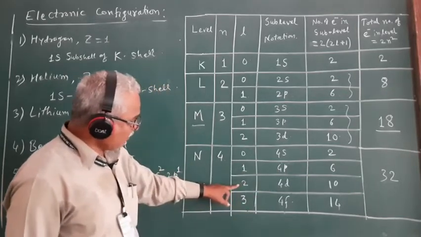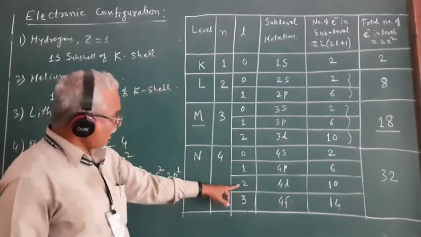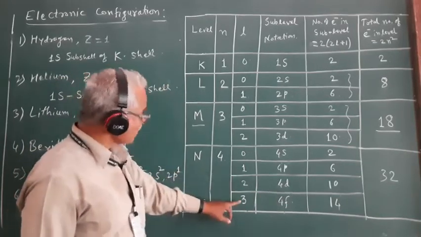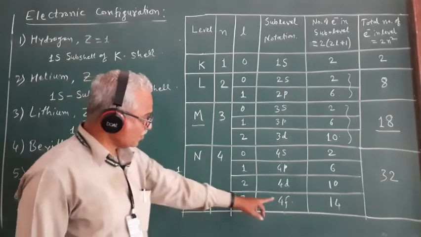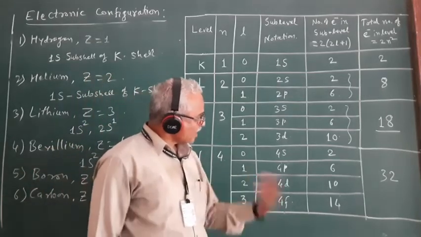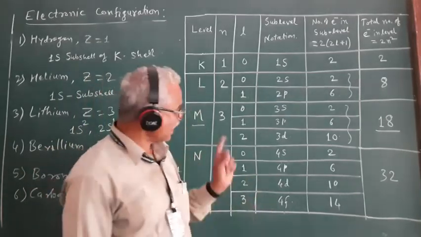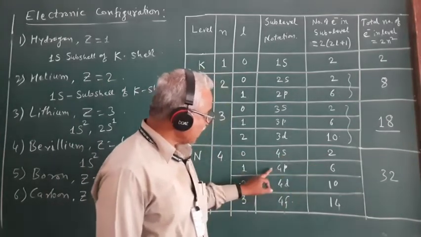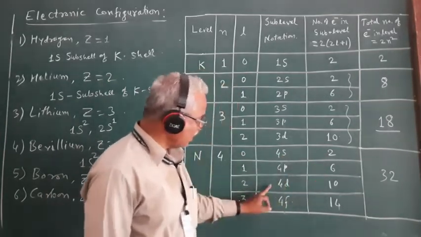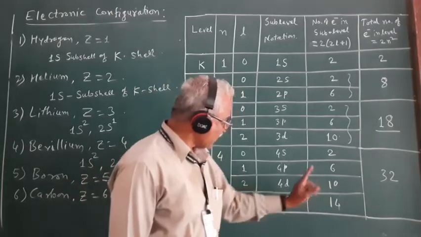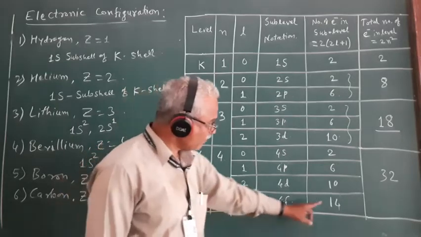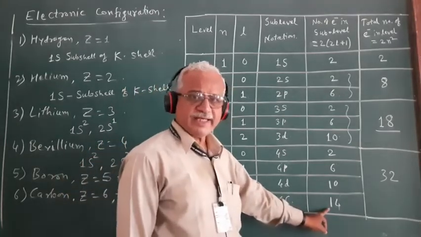Then the sub-level corresponding to l equal to 2 is denoted by 4d, and the sub-level corresponding to l equal to 3 is denoted by 4f. The maximum number of electrons that can be accommodated in the 4s level is 2, in the 4p level is 6, in the 4d level is 10, and the 4f level can accommodate a maximum of 14 electrons.